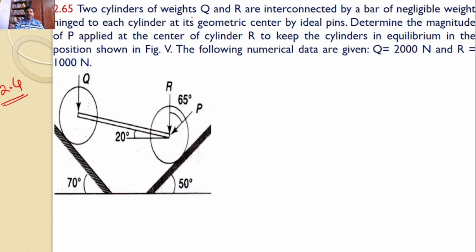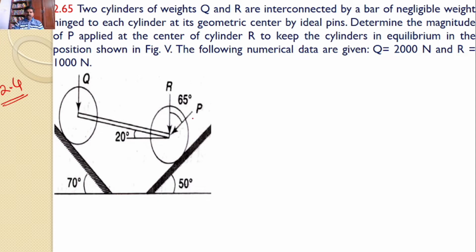In this tutorial, we will discuss problem set 2.4 and problem number 2.65. Two cylinders of weights Q and R are interconnected by a bar of negligible weight hinged to each cylinder at its geometric center by ideal pins. Determine the magnitude of P applied at the center of cylinder R to keep the cylinders in equilibrium in the position shown in figure V. The following numerical data are given: Q is equal to 2000 newtons and R is equal to 1000 newtons.